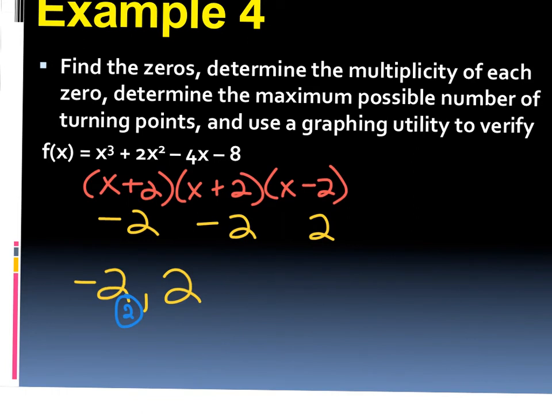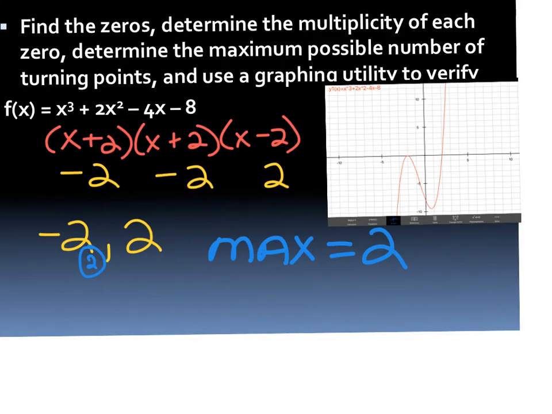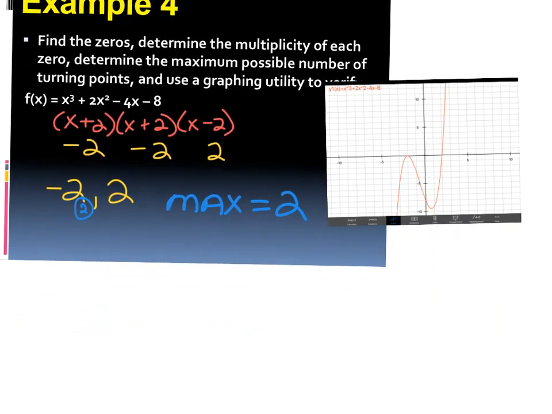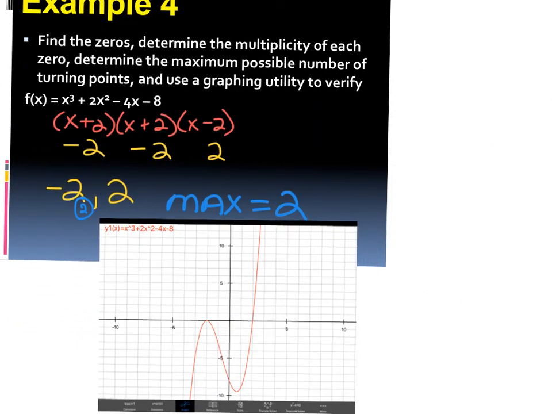What's the maximum number of turning points? 2. Max is 2. And then I'm going to graph it. I just graphed it on the graphing calculator on the app so you could see it real fast. It kind of looks like that. So we can see from that it is bouncing off at -2. There's my -2. It crosses through at +2. Okay? And it goes up and comes back down, down and comes back up. That's 2 turning points.